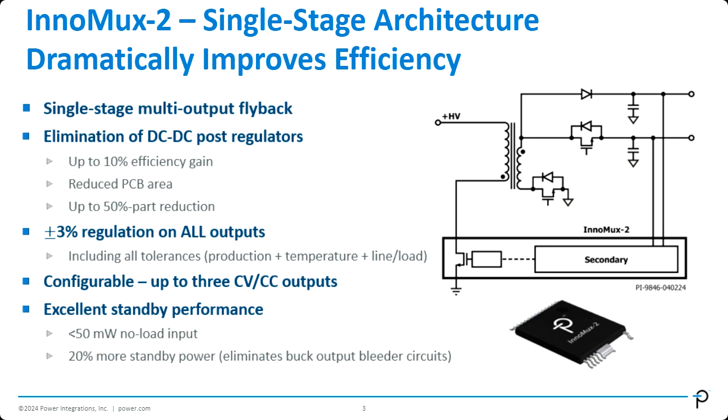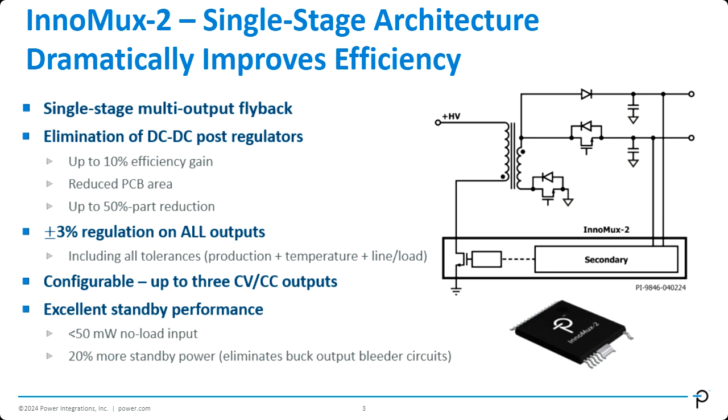We talk about accurate regulation. So we offer plus minus 3% regulation on all of the outputs. What does that mean? This plus minus 3% has already included all of the worst case conditions, basically including across load and line, temperature tolerances, and board-to-board production tolerances. We can support up to 3 outputs, including constant voltage output or constant current output. We'll talk about the detailed applications that we can support in the coming slides.